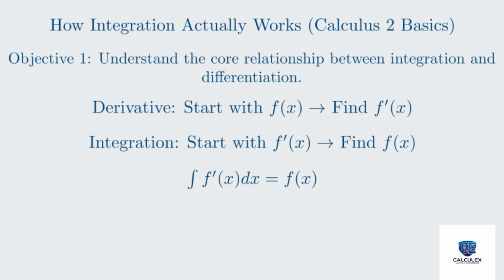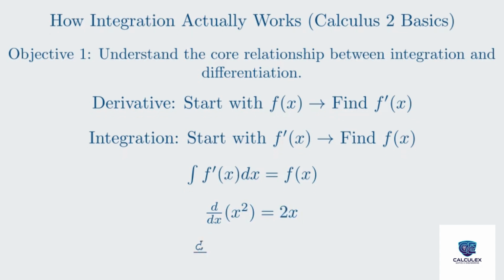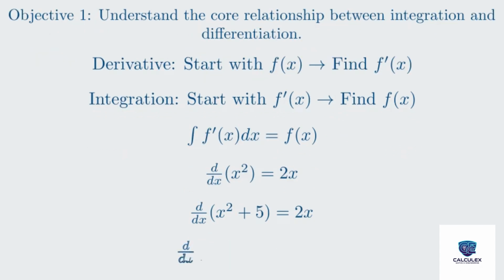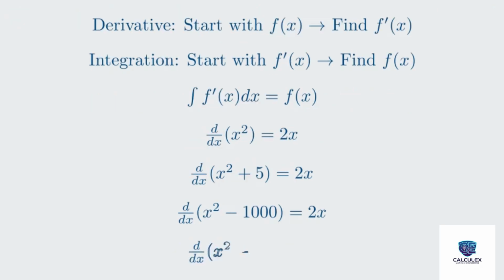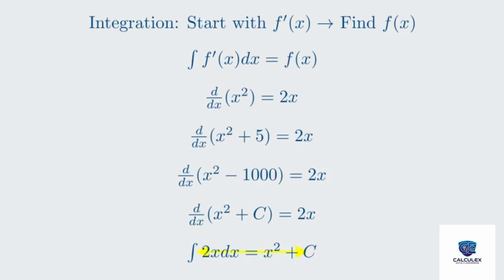Let's look at an example. What is the derivative of x squared? The answer is 2x. What about the derivative of x squared plus 5? That's also 2x. And the derivative of x squared minus 1,000? Still 2x. Do you notice a pattern here? The derivative of any constant is 0. So when we reverse this process, we can't be sure if there was an original constant or not. It vanished when we took the derivative.